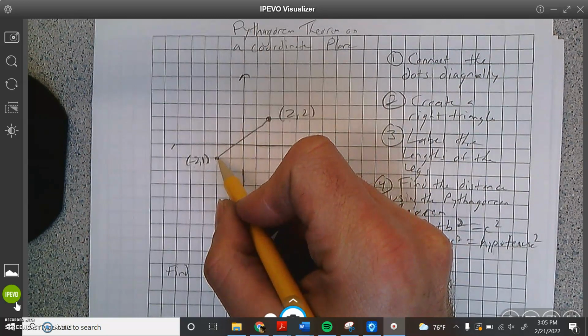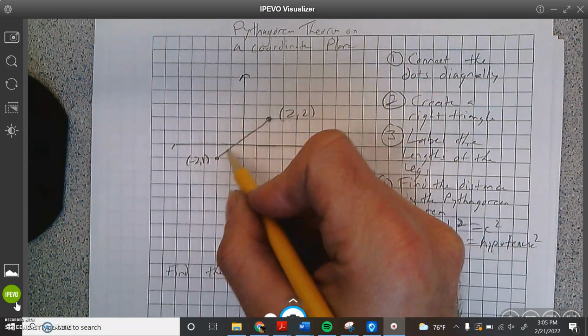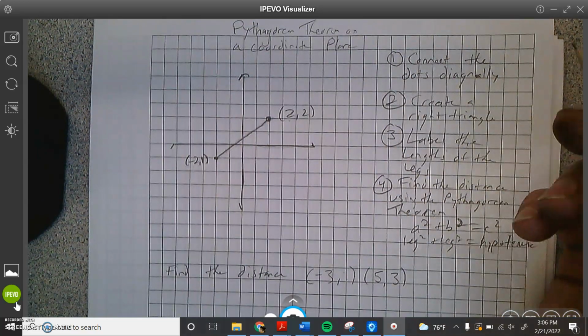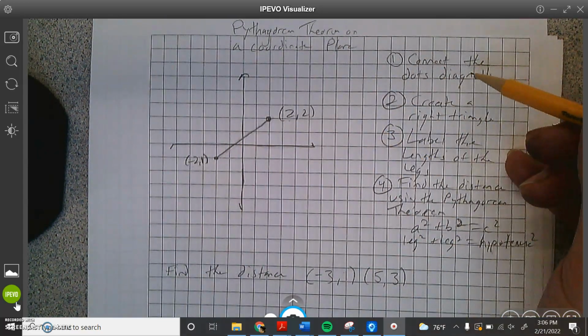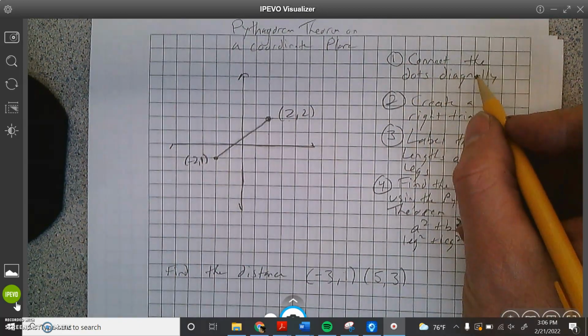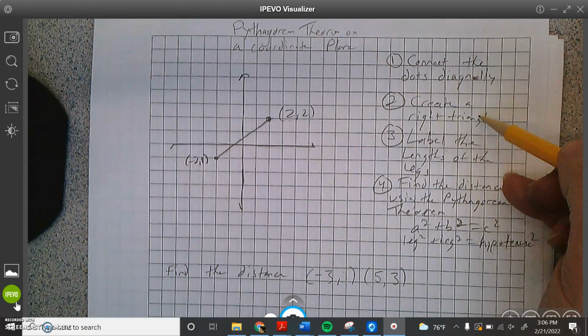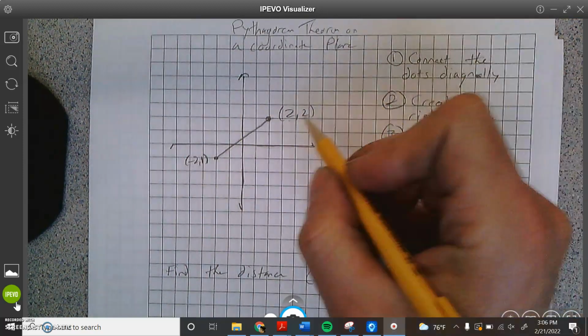How many units? Is it 1, 2? Is it 4? Is it 5? Is it 3? I don't know. Let's find out. So in order to do this, you have a couple steps. Write these down. The more times you write them down, the better you're going to be. Step 1: Connect the dots diagonally. Step 2: Create a right triangle.